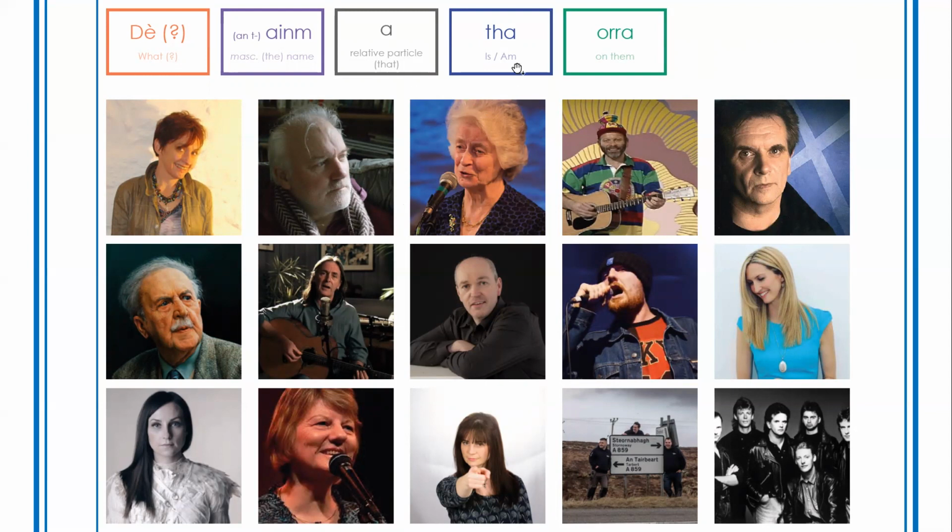What is her name? It's Kenna Campbell. She is from Skye. So this is Kenna Campbell, who's also from the Isle of Skye. What's her name? It's Kenna Campbell, and again, a Gaelic singer.